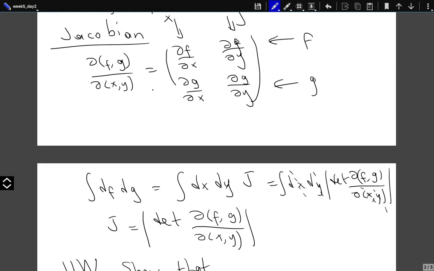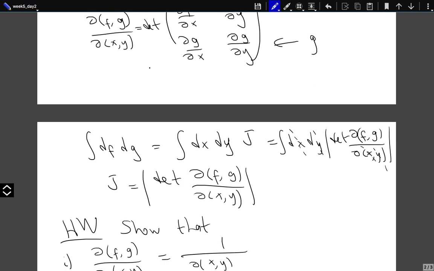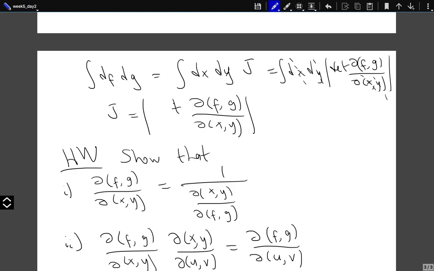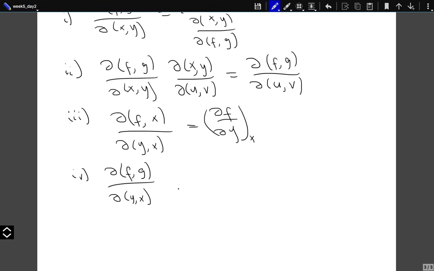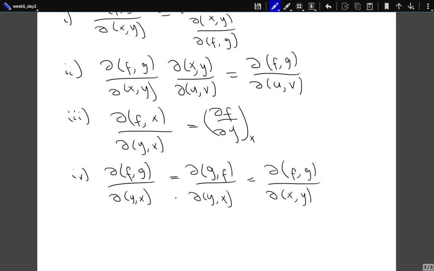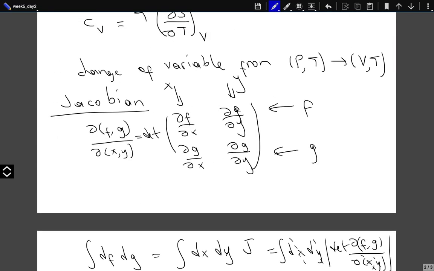Let me try to define the Jacobian itself as the determinant. This is equal to the Jacobian of g and f with respect to y and x, which is the Jacobian of f and g with respect to x and y. Well, if you just change the position of f and g, if you look at this matrix, changing f and g is just switching the rows. But if you switch the rows, the determinant changes sign. So here we have a minus sign.